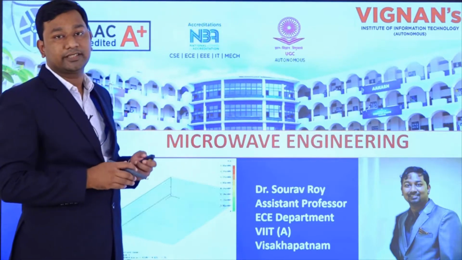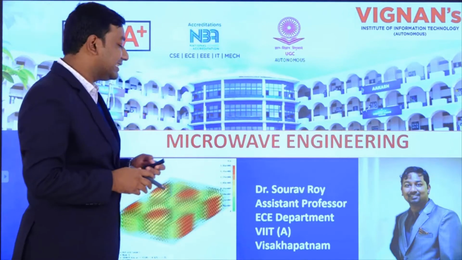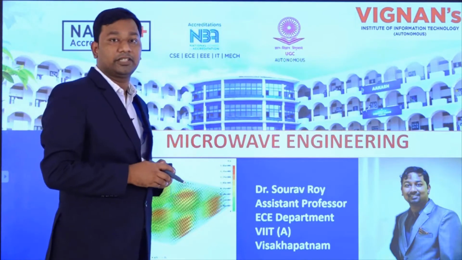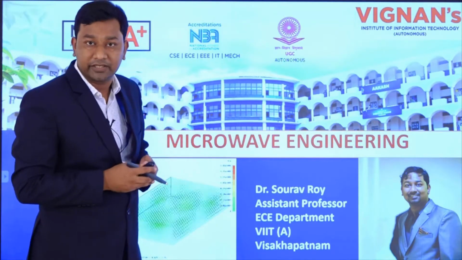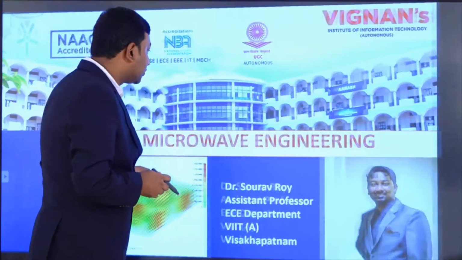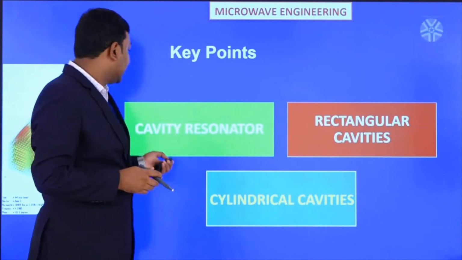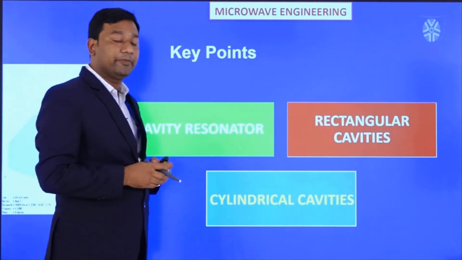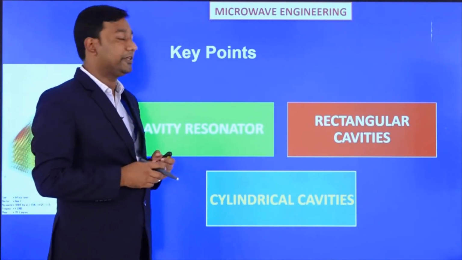In the last lecture we discussed the circular waveguide. So now we will discuss the cavity resonator, the different types of cavity resonator, as well as the frequency of the cavity resonator. Those are the key points of the lecture: cavity resonator, rectangular cavities, cylindrical cavities.